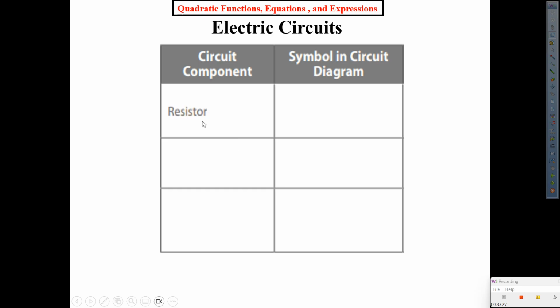The first one is known as a resistor, and this is the symbol. The second one is known as an inductor. This is the symbol. And the third one is known as a capacitor. This is the symbol. Now, the resistor, look up, look at the symbol of the resistor. Have you seen that in light bulbs?